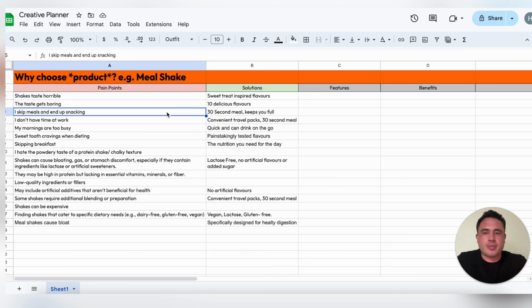So this is where we're going to put all the solutions to the pain points. Then we can either double barrel them together in an ad, or we can just lead with one of these because we know people are dealing with these pain points.